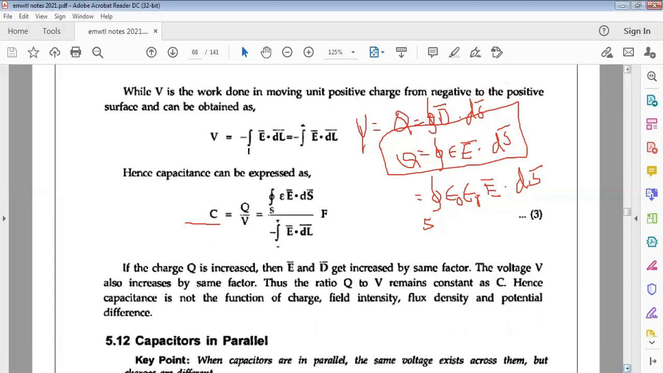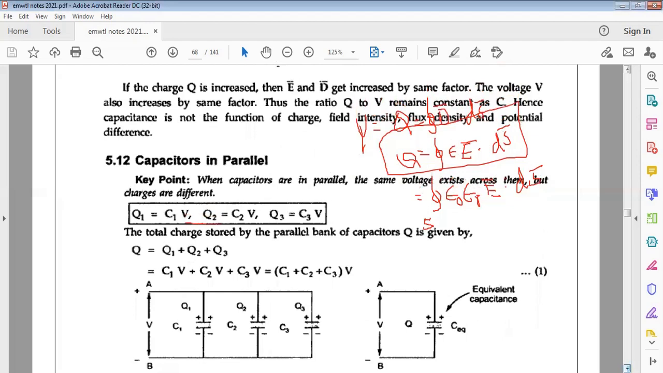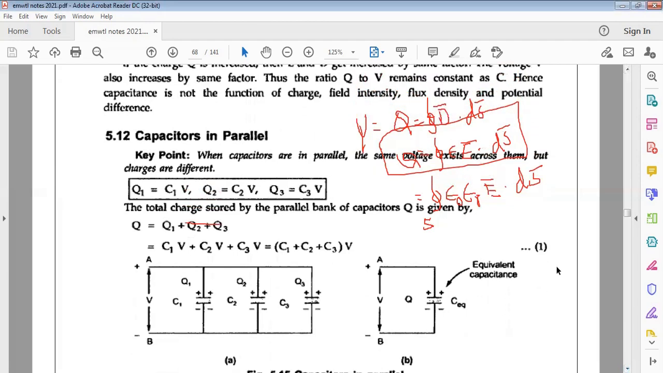Okay. Now, consider capacitors in parallel. You see the capacitors here: C1, C2, and C3. For all of them in parallel, we know C is equal to Q by V, so Q1 is equal to C1 V, Q2 is equal to C2 V, and Q3 is equal to C3 V.